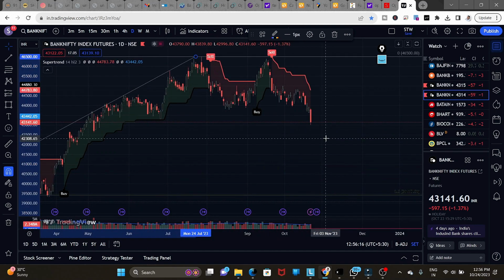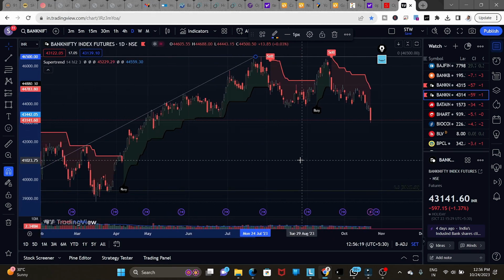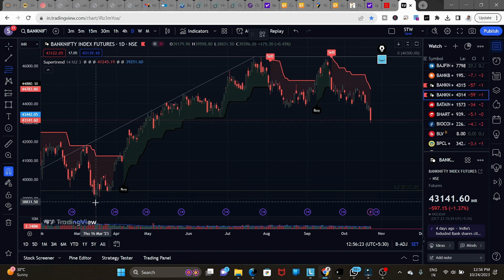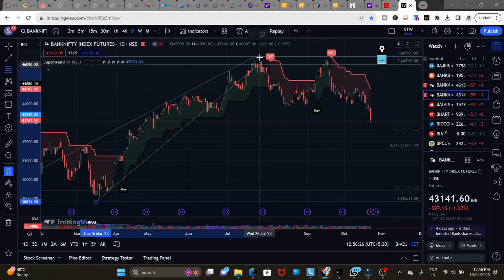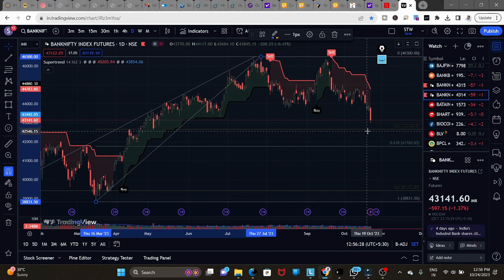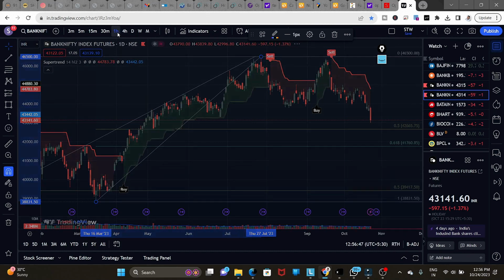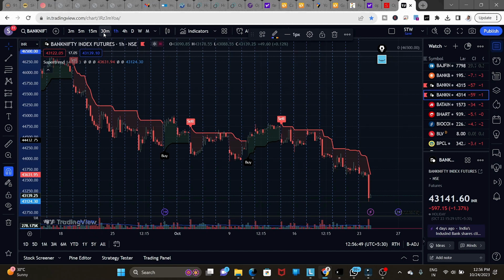On a daily time frame, if we see, we have to map the level from here till here. So it is almost near 42,665. So this is a zone where Bank Nifty can hold. So there is a high possibility that Bank Nifty can hold this level and Nifty can also bounce from this support. So Nifty looks weaker, but Bank Nifty looks stronger to me comparatively.